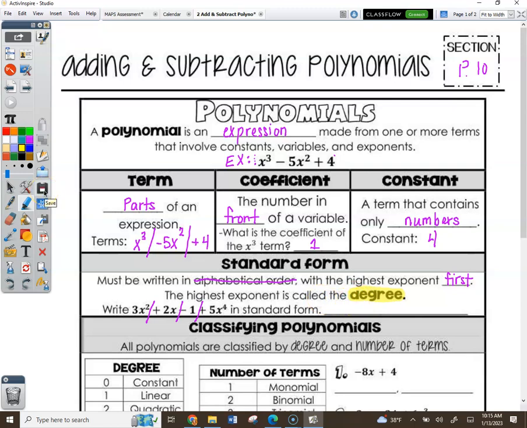I need to change colors. You can't see that. Come on now.